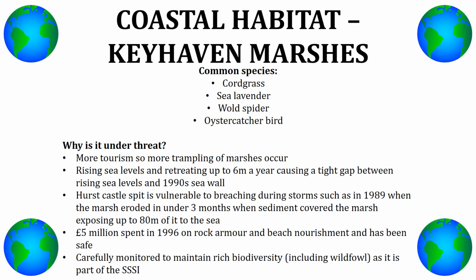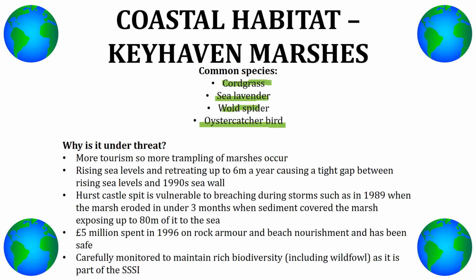So last but not least, your last bit you need to know, a case study for coastal habitat, and I used Keyhaven marshes. What are common species at Keyhaven marshes? They are cordgrass, sea lavender, wall spider, and the oystercatcher bird. The sea lavender is pretty attractive, and its colourful flowers attract wildlife. The wall spider basically clings onto submerged stems of cordgrass, and it waits for low tide to come in so that they can get food.